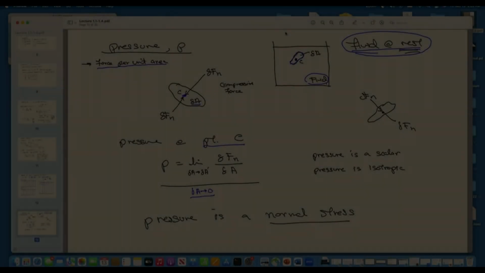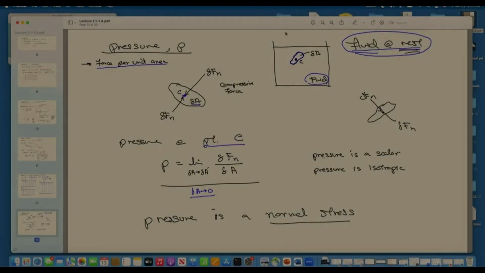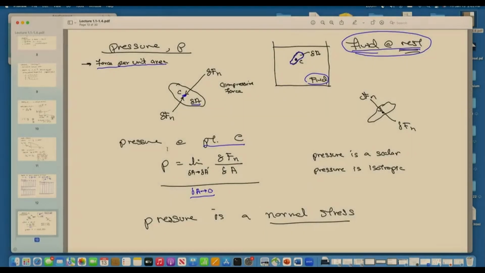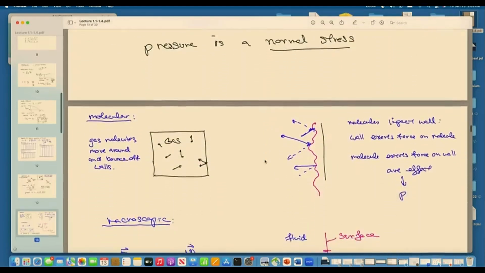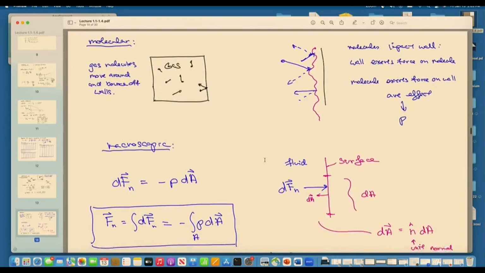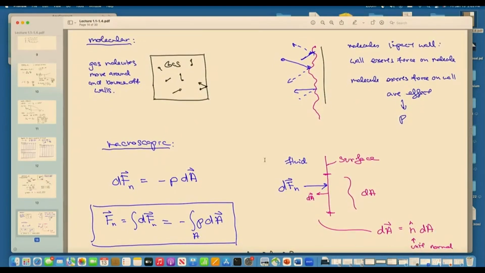Okay, so I think we had just defined pressure at a point in a fluid at rest. And now let's go back to the idea of the resulting force on a surface, okay?